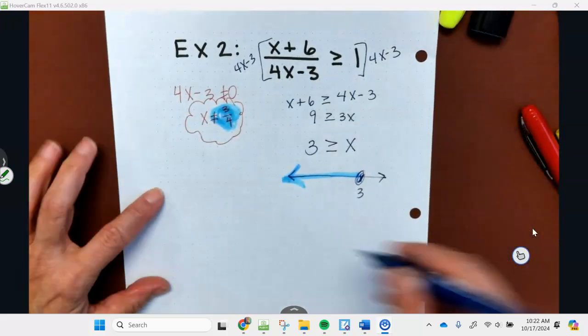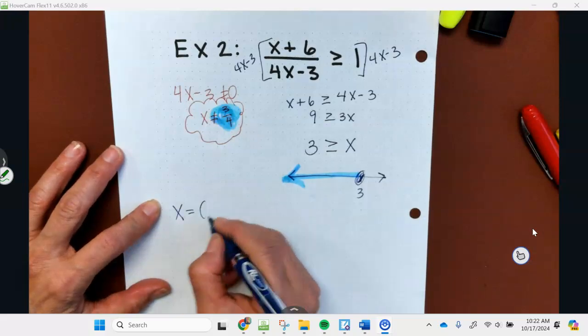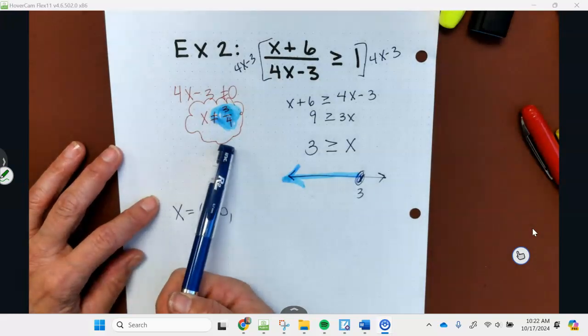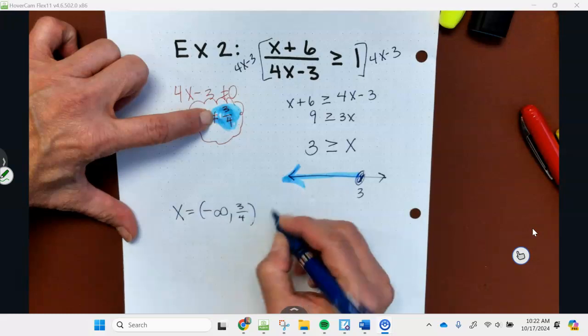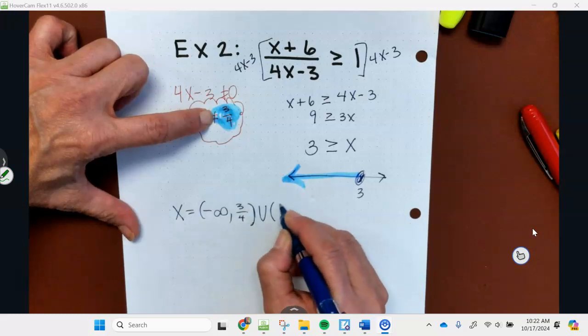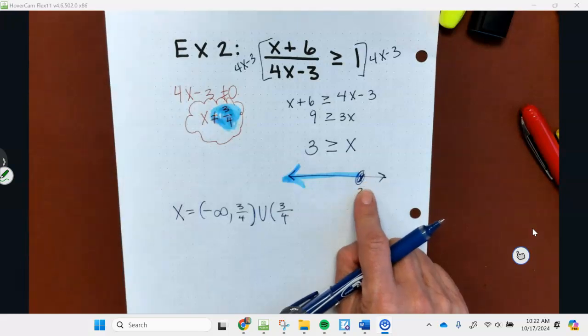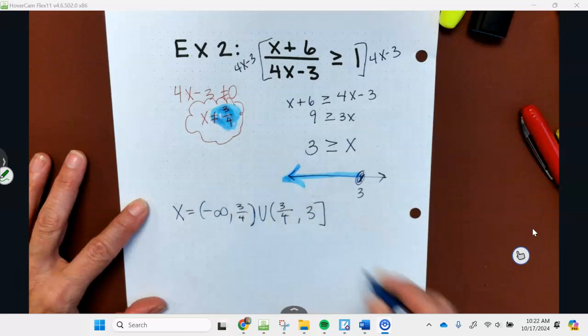All right, here's what the answer is going to be. X is going to equal, definitely going to be negative infinity, but you got to block out this restriction. So negative infinity to 3/4, pick right back up after 3/4, and then you get to go all the way to 3 with a bracket. So that's what this answer is going to look like.